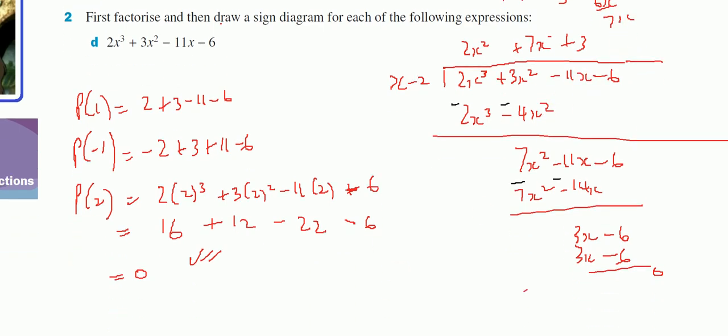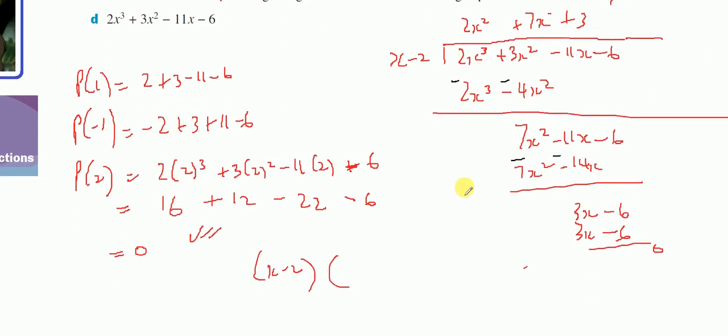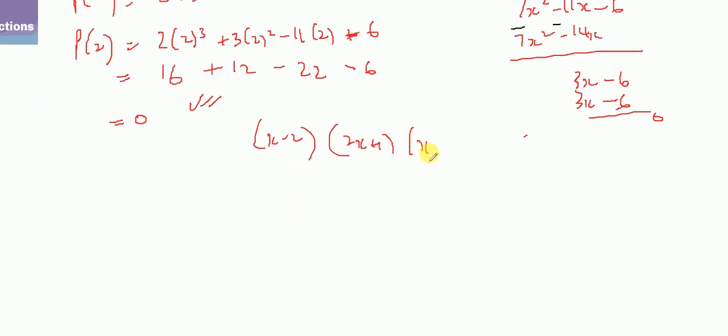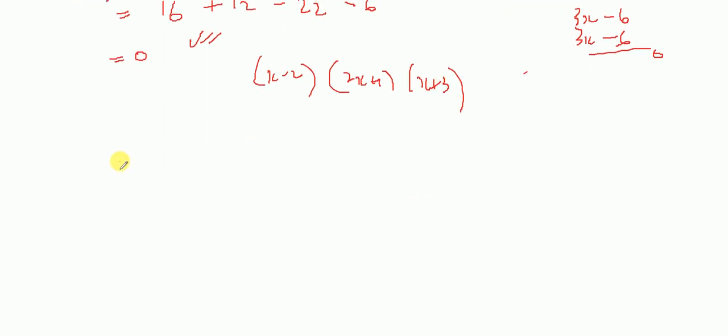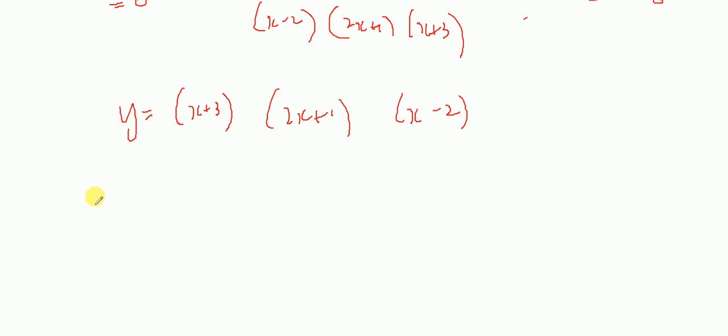So I now know that my factors are x minus 2, 2x plus 1, and x plus 3. So now I need to do a sign diagram. I know that y equals, I might put this one first because that's when x equals negative 3, that's negative a half, 2x plus 1, and x minus 2. And they're being multiplied.